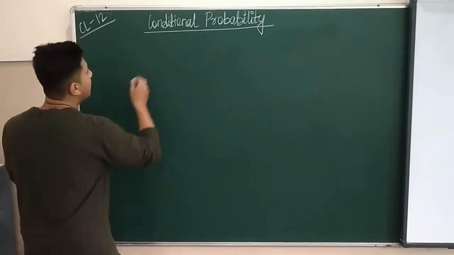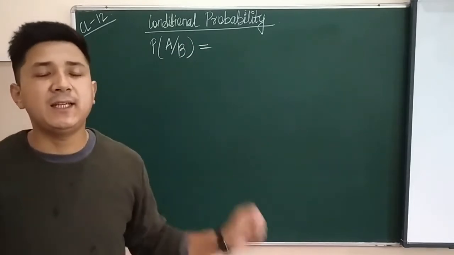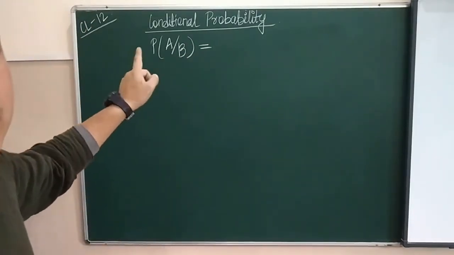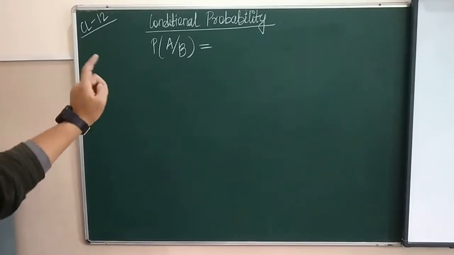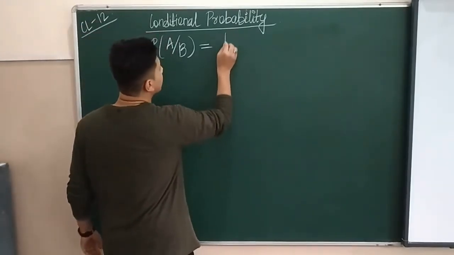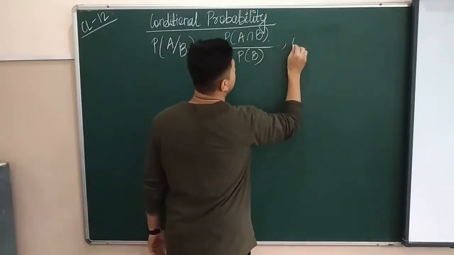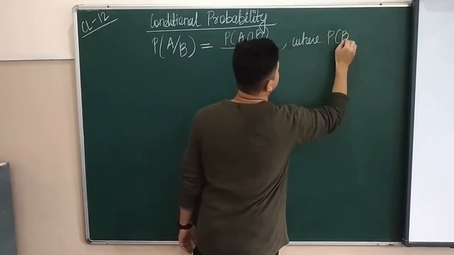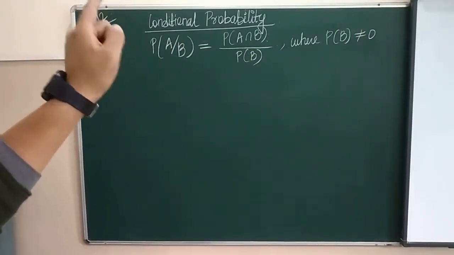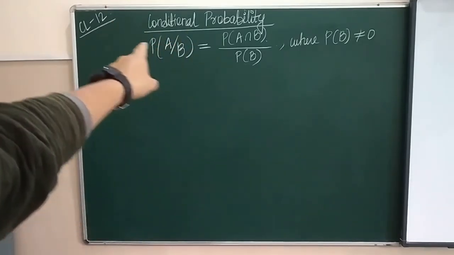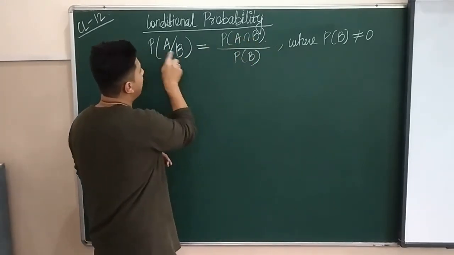So the formula for conditional probability is probability P(A/B). Now I'm going to explain what A and B are. A and B are two events. Later on we'll see what kind of events A and B are. The formula for P(A/B) is given by: P(A/B) is equal to probability of A intersection B divided by probability of B. You can also remember it this way, A by B, so A intersection B divided by probability of B.